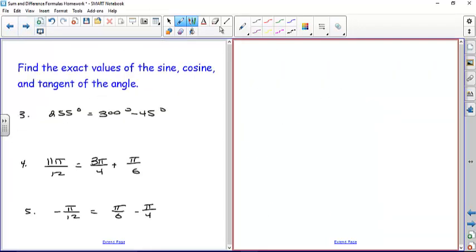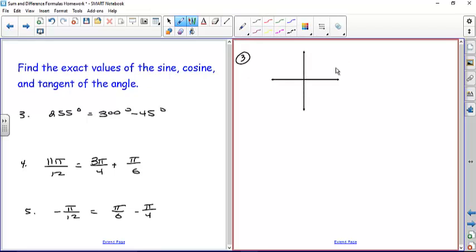Okay, next group. Find the exact values of the sine, cosine, and tangent of the angle. So they show you what math you have to use. So 255 is not in the unit circle. Let's sketch where it is, just to give an idea.